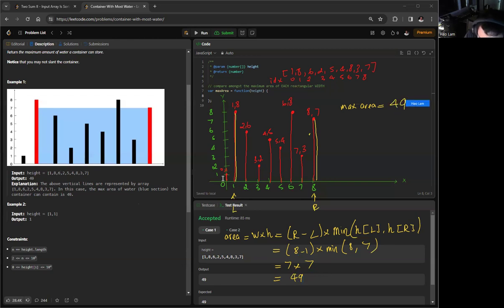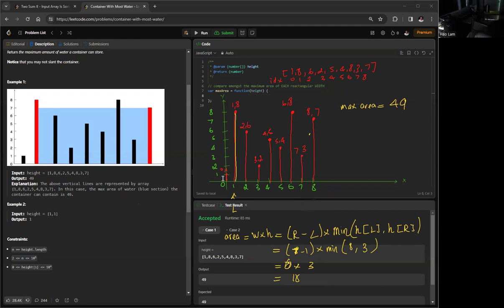right? So now the right line is shorter, so we move the right line in hope that we're gonna find a higher line. So the right is here, right? So we have 7 minus 1. The height at left is 8, the height at right is 3 now, and the minimum is 3, and our width is 6. So 6 multiplied by 3 is 18, right? 18 is not greater than our max area, so we ignore that, right?